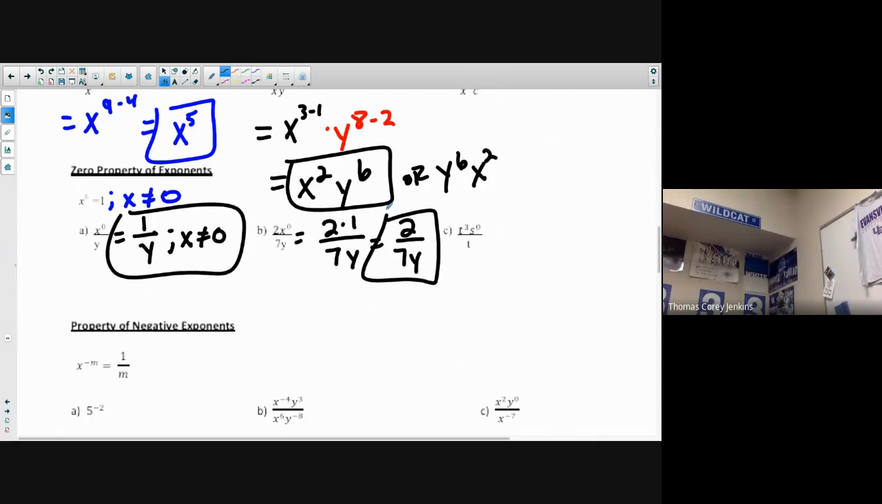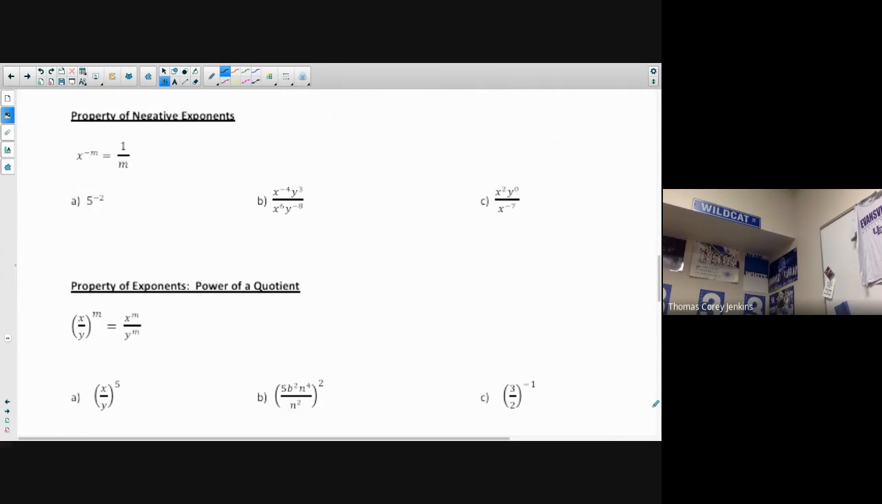Okay, so moving on to the next example. What about negative exponents?